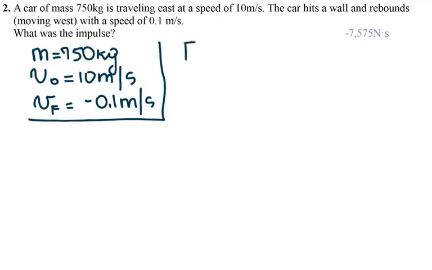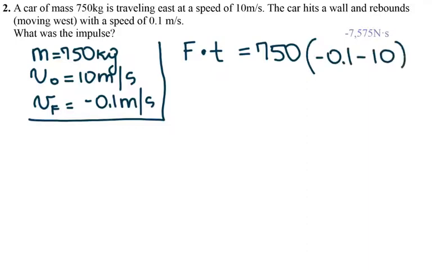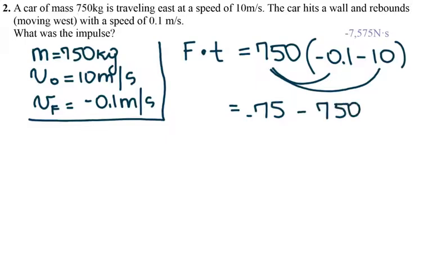The impulse is force times the time. They don't give me the force or the time, but they give me the mass, which is 750, and the change of the velocity. The final is negative 0.1 and initial is 10. I'm going to distribute this number. So I have negative 75 minus 7500. It looks like it's going to be negative 7575 newton seconds.